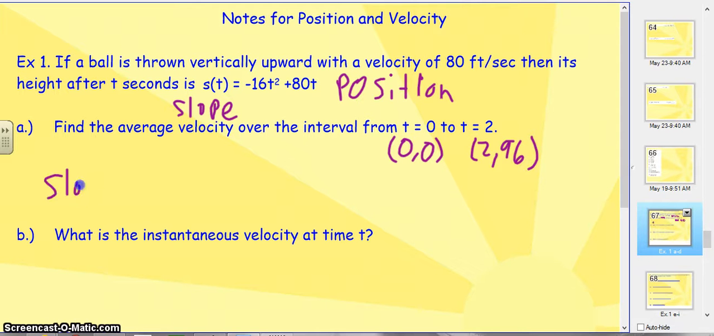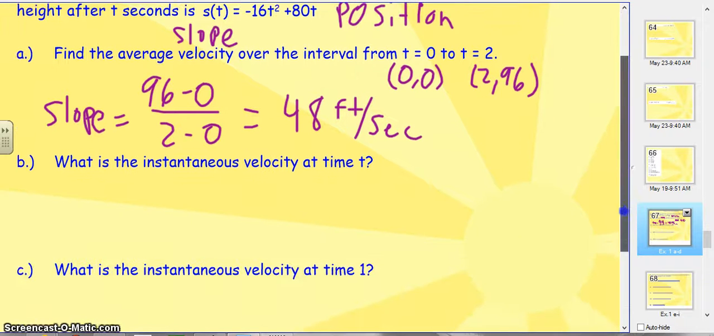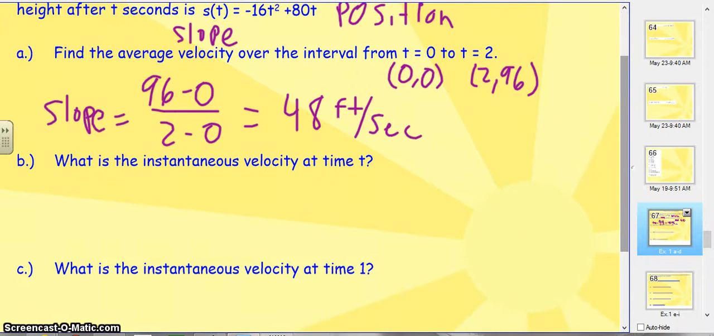Slope, remember, is change in y over change in x, so 96 minus 0 over 2 minus 0, and we get 48. And that's feet per second. Okay, what is the instantaneous velocity at time t? What is that asking for? That is asking for the slope at any time. So we're going to use the derivative.